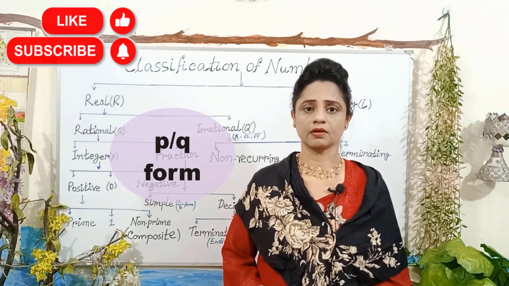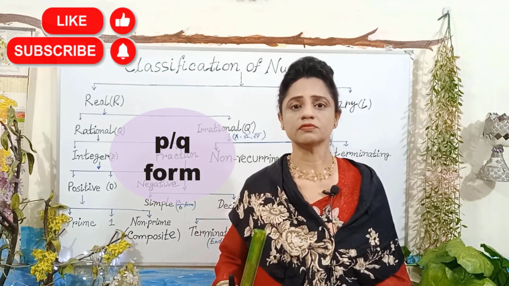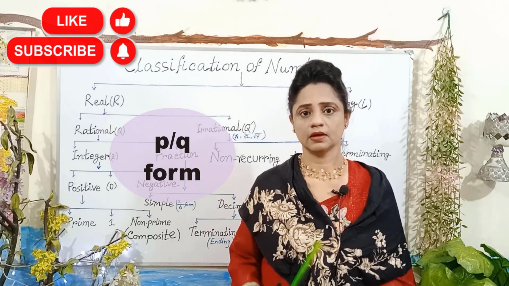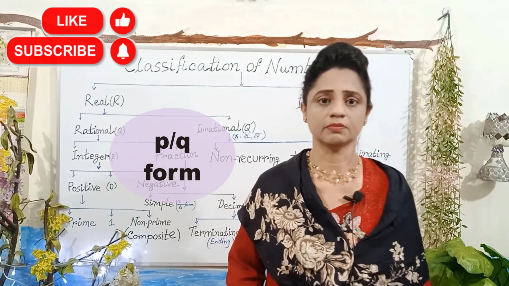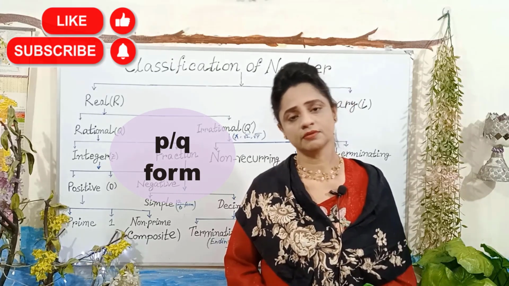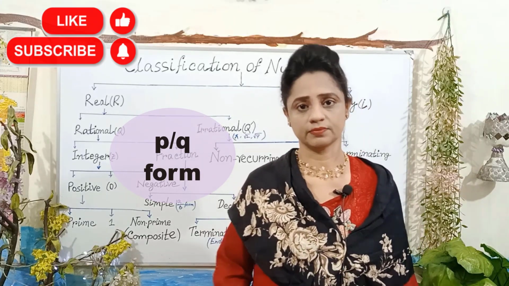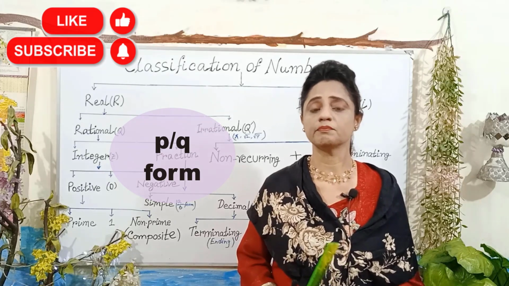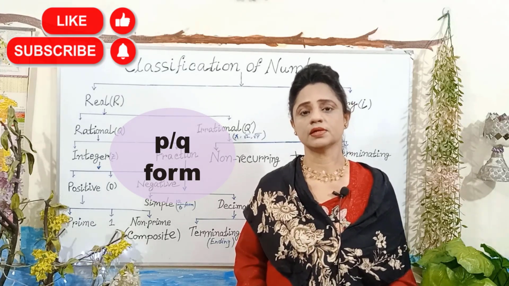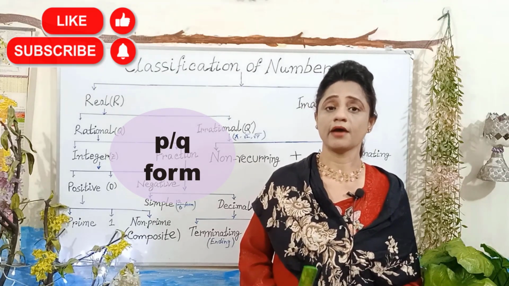Condition number 2, P and Q both are co-prime. That means there are no common factors between them except 1. Like 3 by 7, 5 by 7 or 2 by 3. So there is no common factor between them. And condition number 3, Q cannot be 0. As I say, P by Q form. Here Q cannot be 0 because if Q is 0 then P by Q must be undefined. So here three conditions have to be maintained.